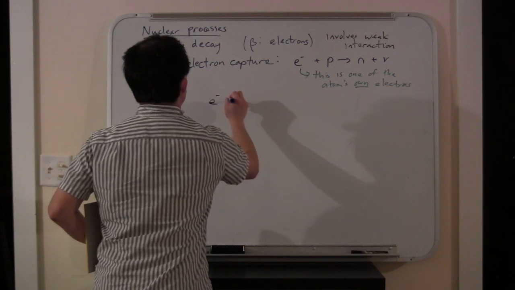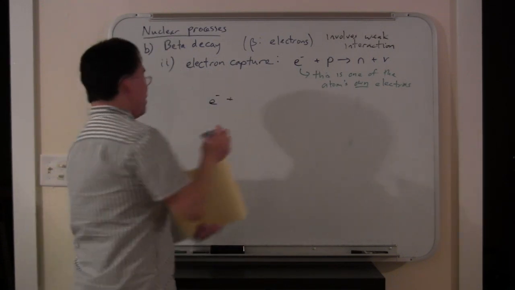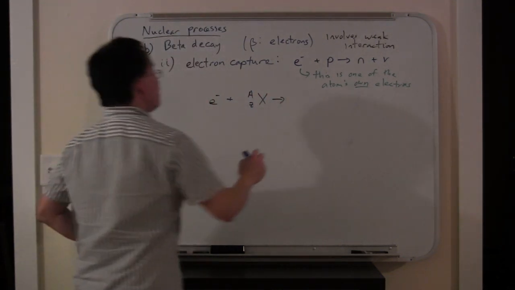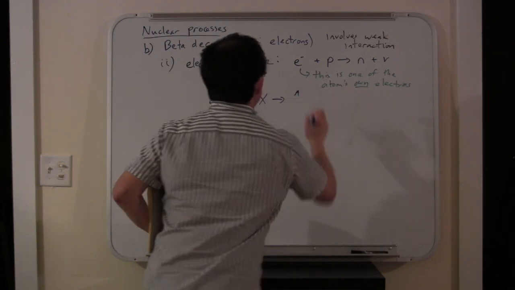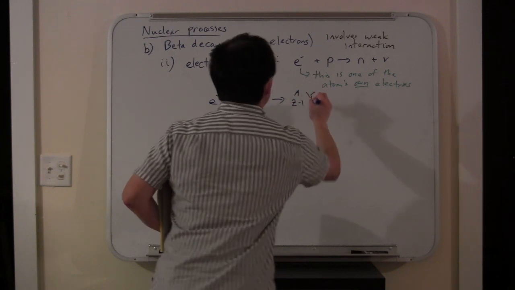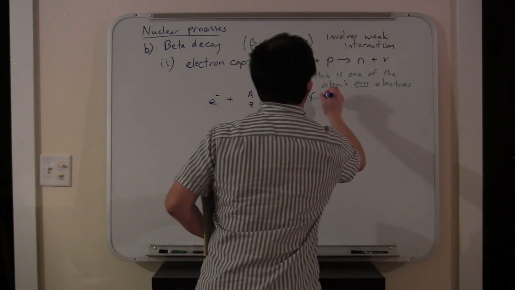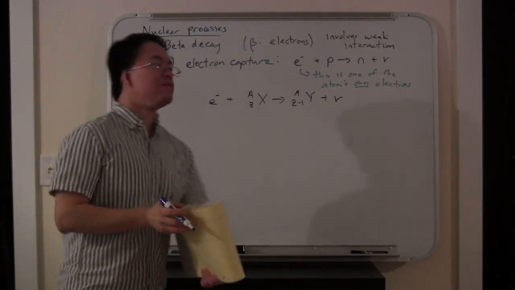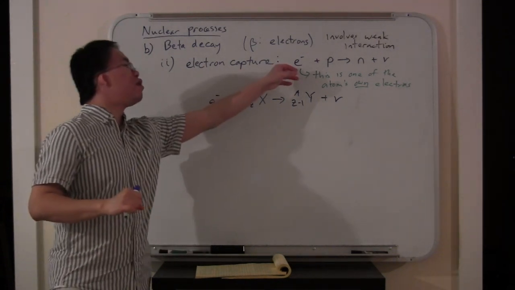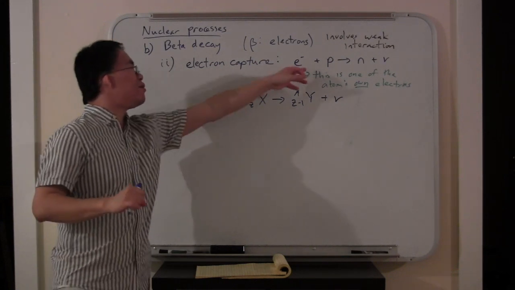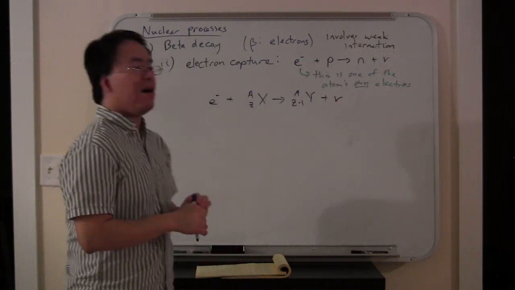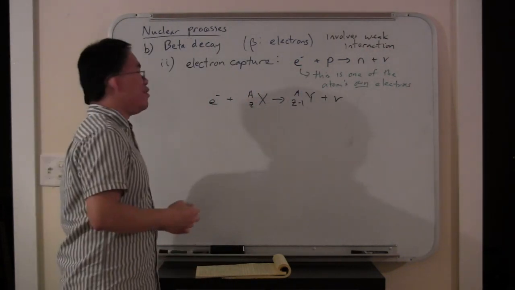So we have our electron plus our parent here, A, Z, X. So that now becomes, so we keep the mass number the same, but we decrease the atomic number, plus my neutrino. So again, notice that we're conserving both charge, so zero charge here, as well as lepton number, 1 and 1 on either side of this process.